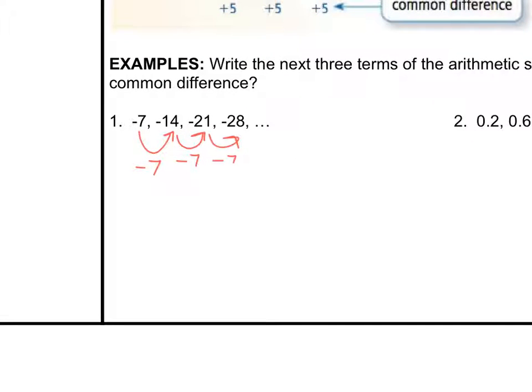So if you subtract 7 again, we'd get negative 35. Subtract 7 again, negative 42, and then subtract 7 more, negative 49. So your common difference, and I'll write that with D, is negative 7. It subtracts 7 over and over. Kind of like the slope. We use a different name for it because it's a sequence. Okay, number 2.